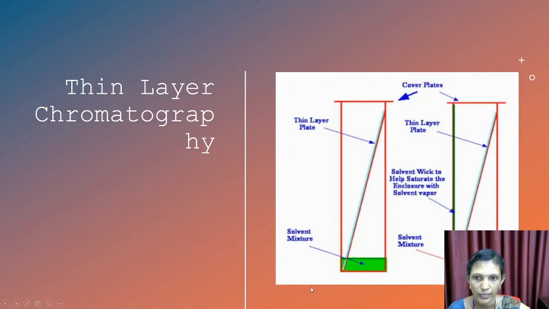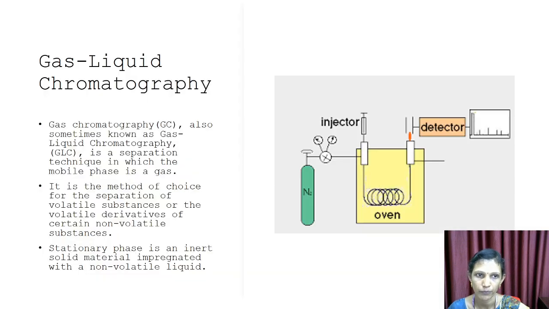So these are the types. This is a jar and this is the thin layer plate, and the blue part is the adsorbent, the silica powder or any other one. Here we spot the sample, and the technical principle is the same as in paper chromatography.